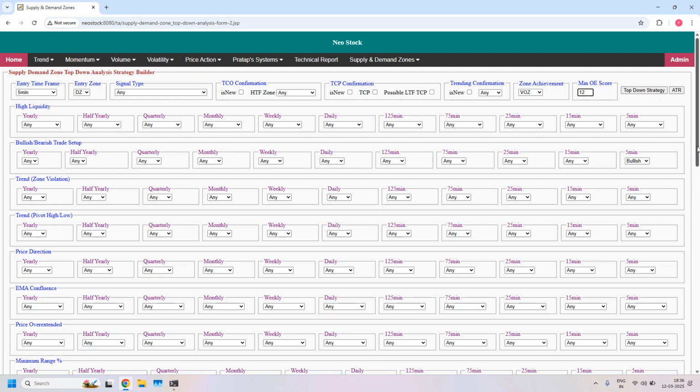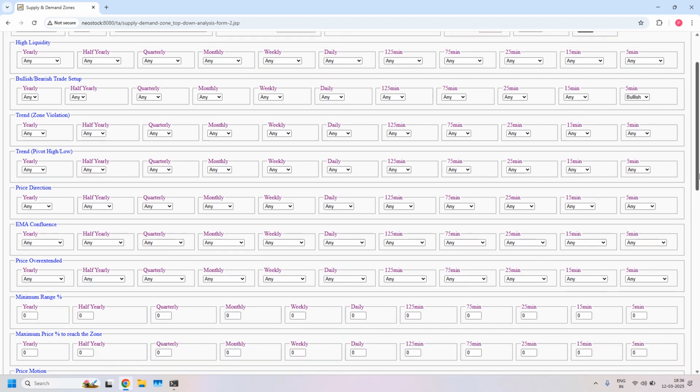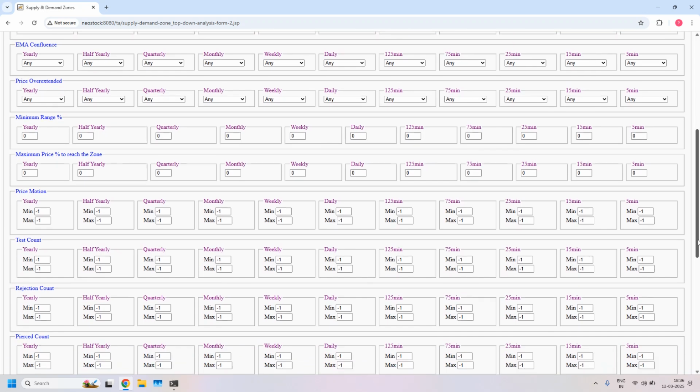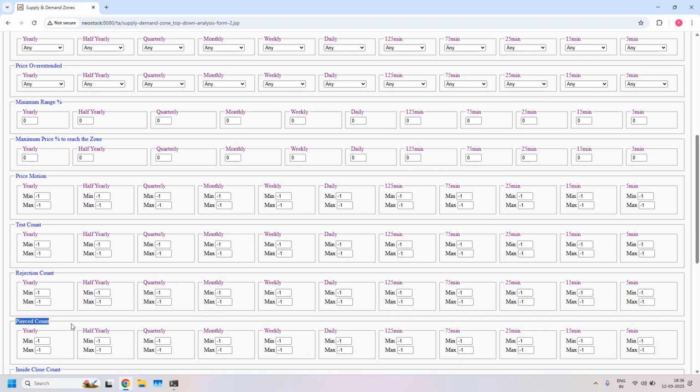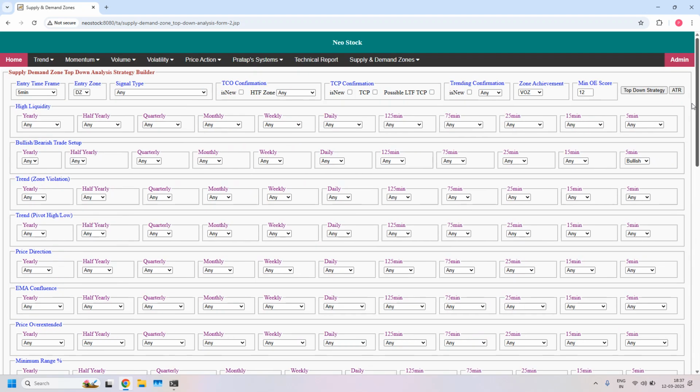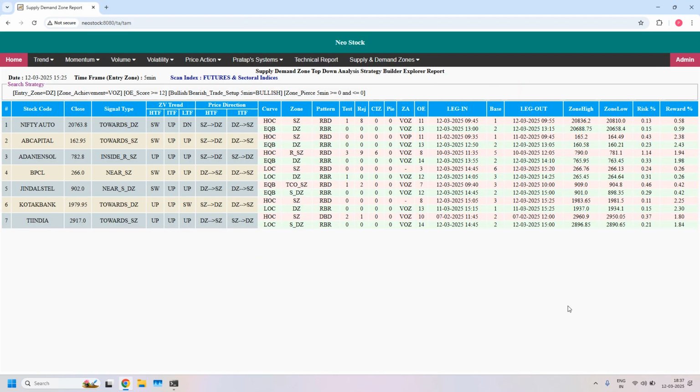And 5 minutes demand zone should not be pierced. So in the pierced count, at 5 minutes time frame, I am setting minimum value 0, maximum value 0. So with these filters, we got 7 stocks.